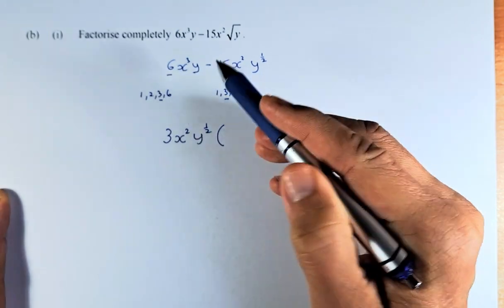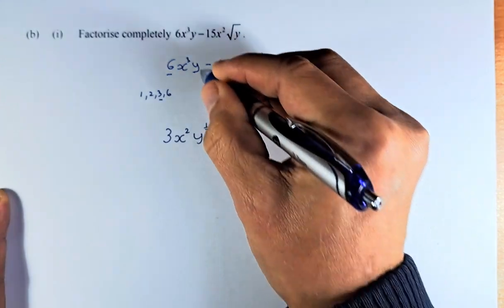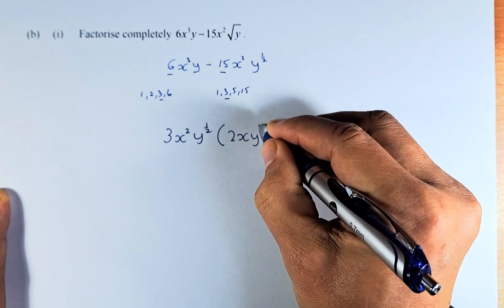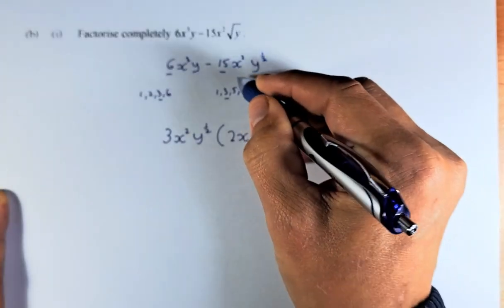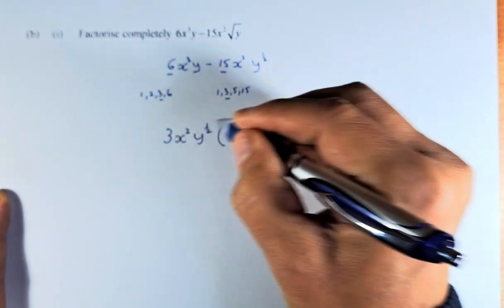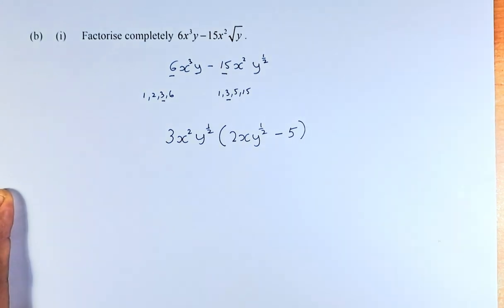So 6 divided by 3 is going to be 2. X cubed divided by x squared is going to be x. Y divided by y half, or you minus the power, is going to be y to the power of half. And then on the second expression, 15 divided by 3 is going to be 5. X squared and x squared will be 1. Y half divided by y half is 1. So that's going to be the answer.